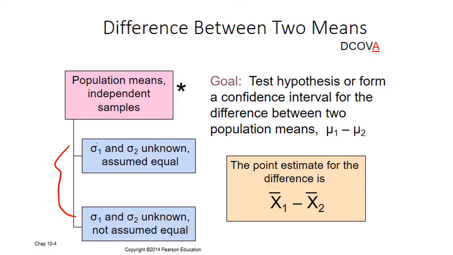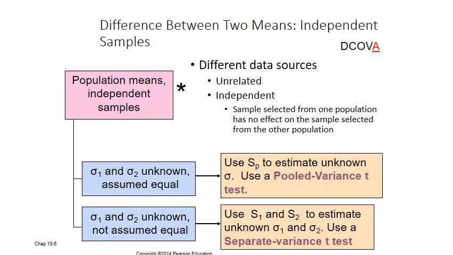We say that population standard deviation 1 and population standard deviation 2 are unknown, but we assume that they are equal. This is called pooled variance t-test. We apply t-test here because we are dealing with two samples. Whenever we deal with two samples, we use t-test. Don't forget it. And when we say that sigma 1 and sigma 2 are unknown, like before, here is unknown, here is also unknown, but the difference is here we are saying that they are not equal. So we use a different formula for them.